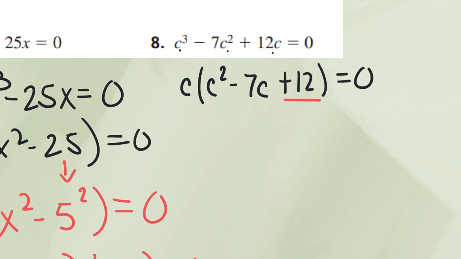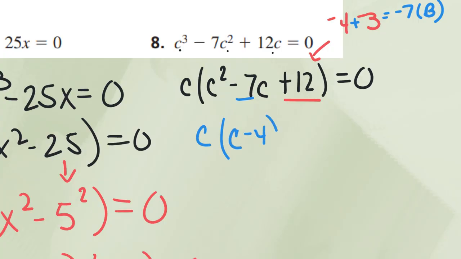So what two numbers multiplied together give me 12, but when added give me negative 7? I'm going to have 4 and 3. Are they both going to be negative? Yes, because if I add these, I'm going to get negative 7, which is my B. So my answer is going to be C times C minus 4 times C minus 3 equals 0.